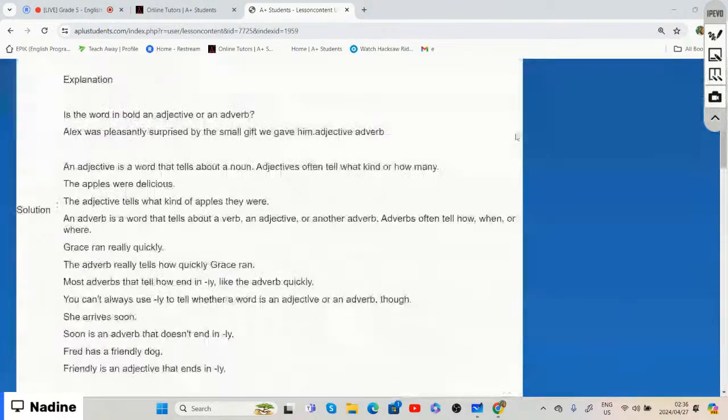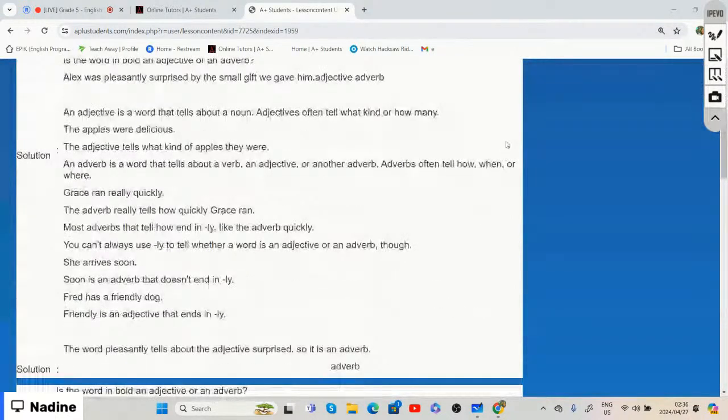And before we go on to our test, an adjective is a word that tells us more about the noun. Adjectives often tell us what kind or how many.